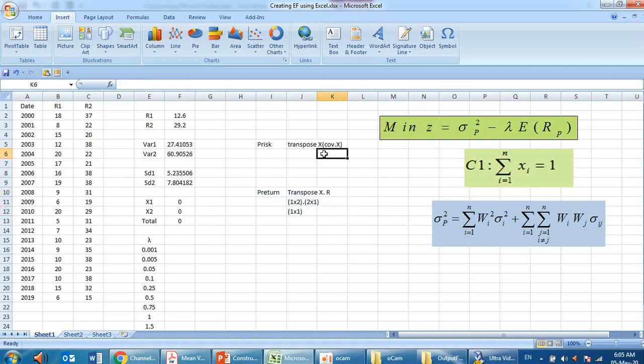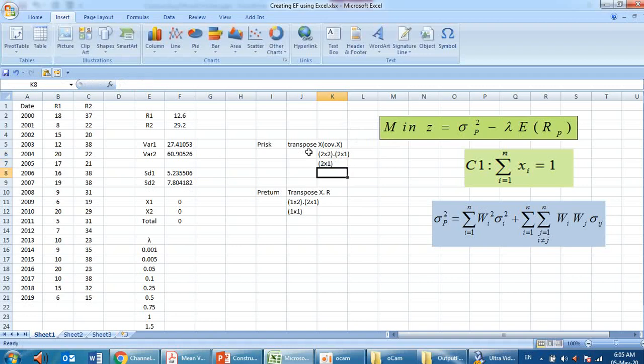The covariance is a 2 by 2 matrix, and this is a 2 by 1 matrix. The weight is a 2 by 1 matrix. When the inner product is the same, eventually you get a 2 by 1 matrix.